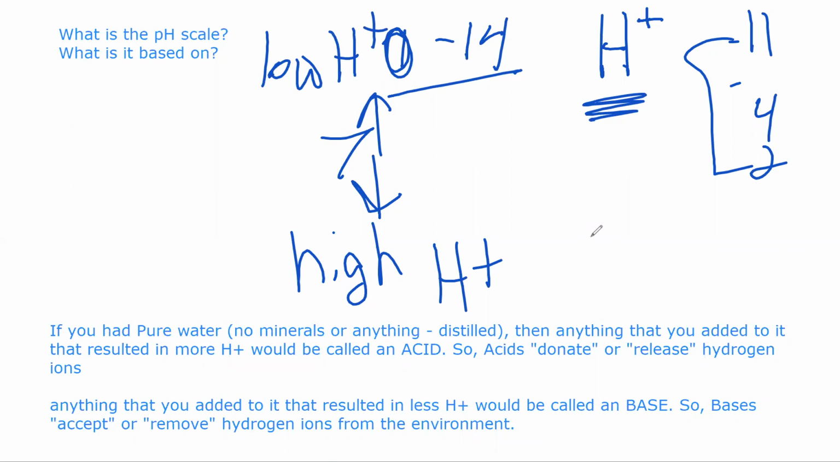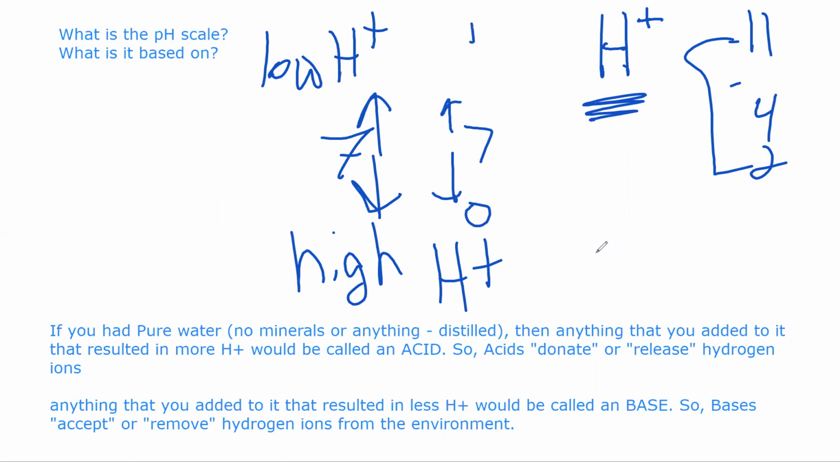Now, I probably will just explain, I won't hold you responsible for understanding why. The smaller the number means the more the hydrogen, and the larger the number means the less the hydrogen. It has to do with what those numbers represent. So again, 7 is neutral, right in between. 0, the low pHs are very acidic, and 7 to 14 would be low acidity, or what we call basic, okay?